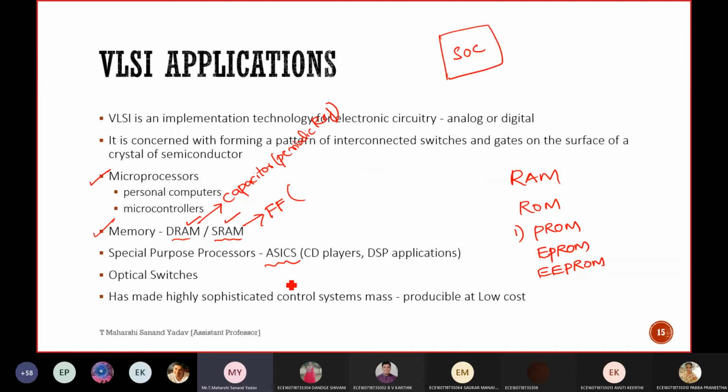ASIC, application specific integrated circuit, means it is used only for one particular application. Optical switches are some of the applications, and it has made highly sophisticated control systems mass productive at low cost. So these are some basic applications of VLSI.